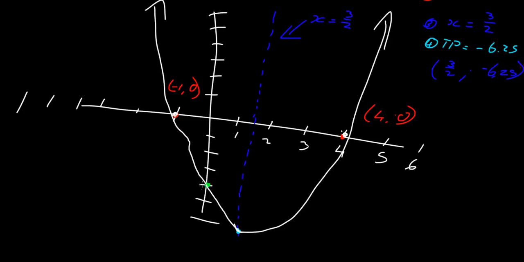Then we've got our y-intercept, which we can label as, what was our y-intercept? It was minus 4. So that is the point x equals 0, y equals minus 4. And our axis of symmetry we've done. Our turning point lies at the point 3 over 2 and minus 6.25. And that's really all there is to sketching a parabola.